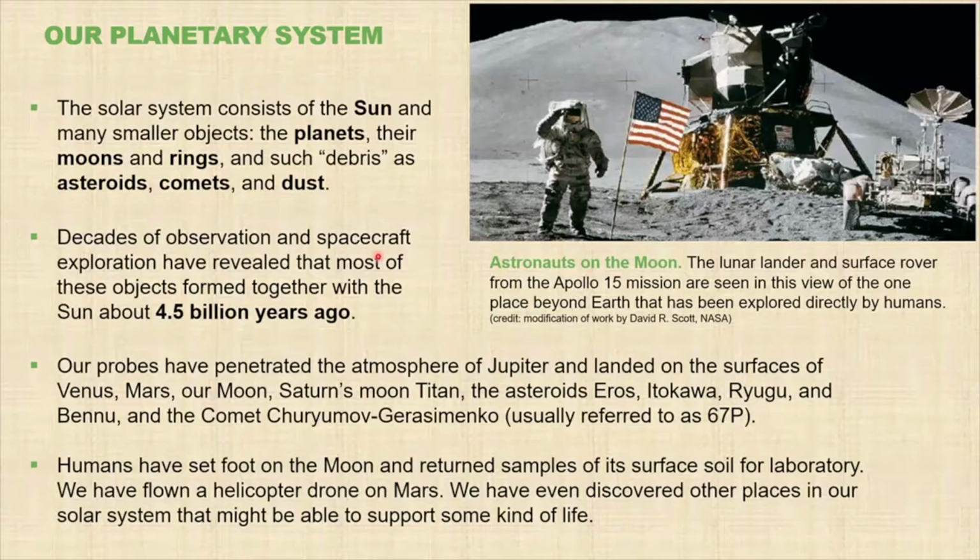And so our solar system basically consists of the Sun, the primary body. It has planets. Planets have moons, rings, and other debris like asteroids, comets, and dust. Some asteroids are as big as Pluto, so they're not debris in that sense.